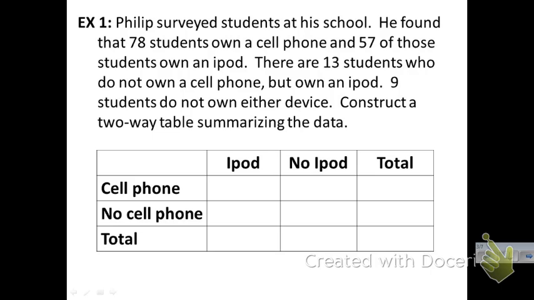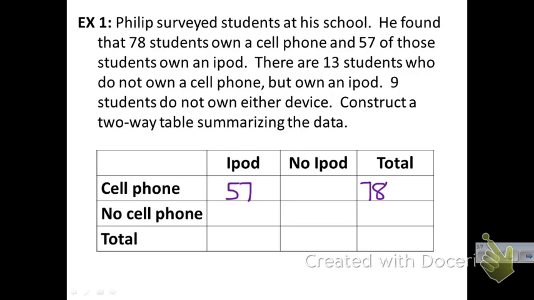So on example 1, it says Philip surveyed students at his school. He found that 78 students owned a cell phone and 57 of those students owned an iPod. I'm going to stop right there because from that information we can write some things in here. It says 78 students own a cell phone, so that total will go right here. You can see that we have a cell phone and a total. 57 of those, so 57 of the 78, also own an iPod, so that will go here.